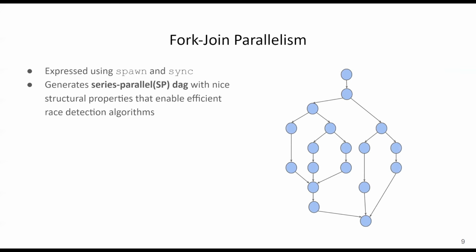In task parallelism, the computation can be categorized into different classes based on how people construct the computation. We first look at fork-join parallelism, which is a traditional parallelism paradigm. A fork-join program can be expressed using keywords spawn and sync, and the execution of such programs generates a series-parallel DAG, or SP DAG for short. An SP DAG has very nice structural properties that enable efficient race detection algorithms.